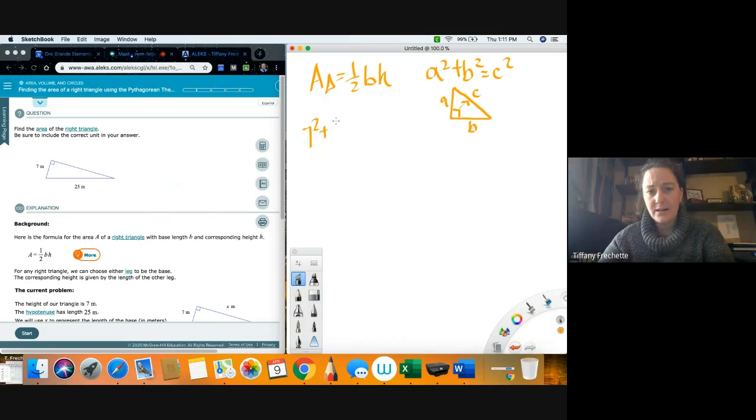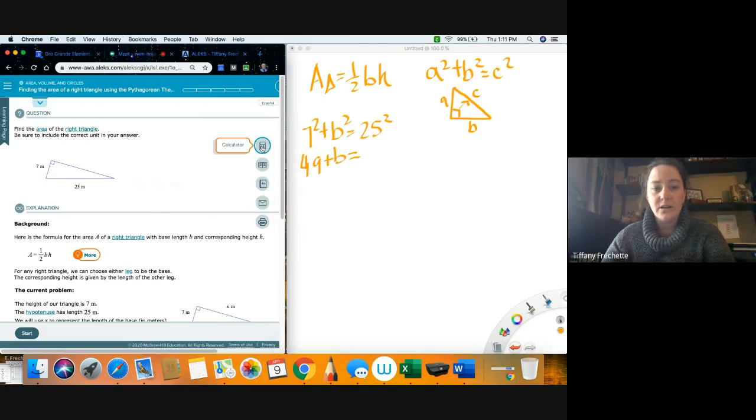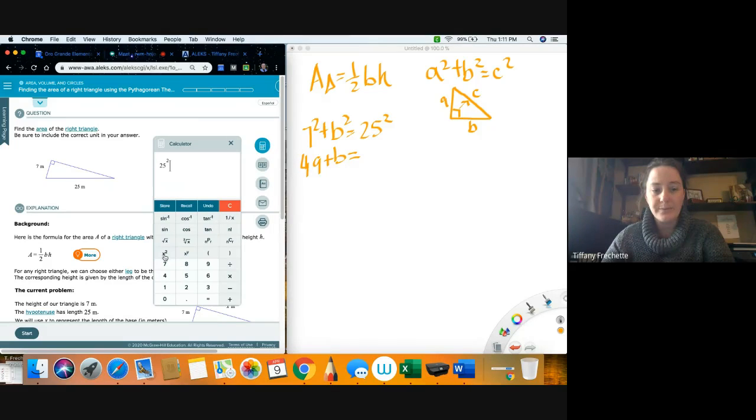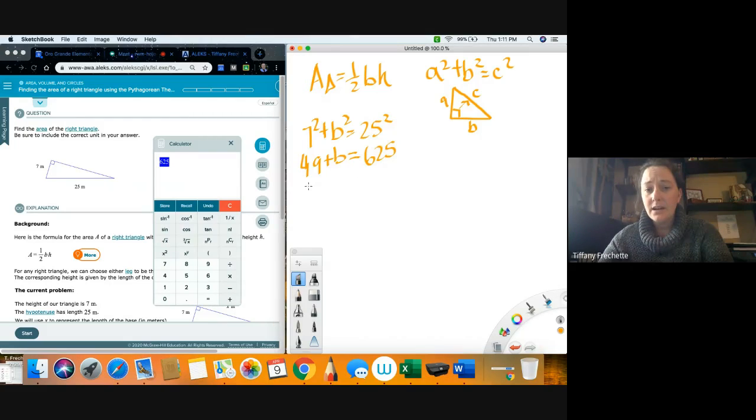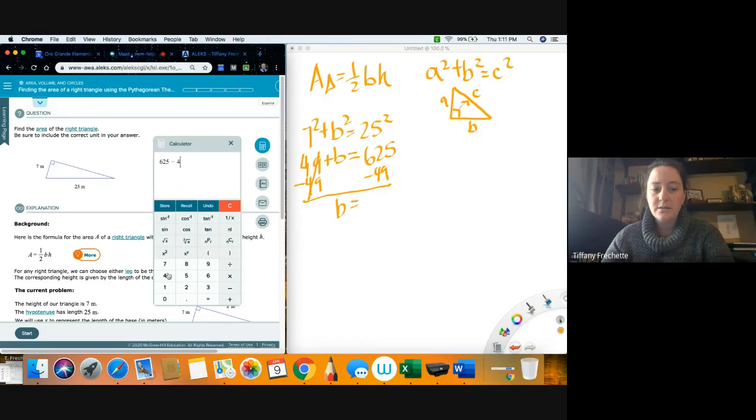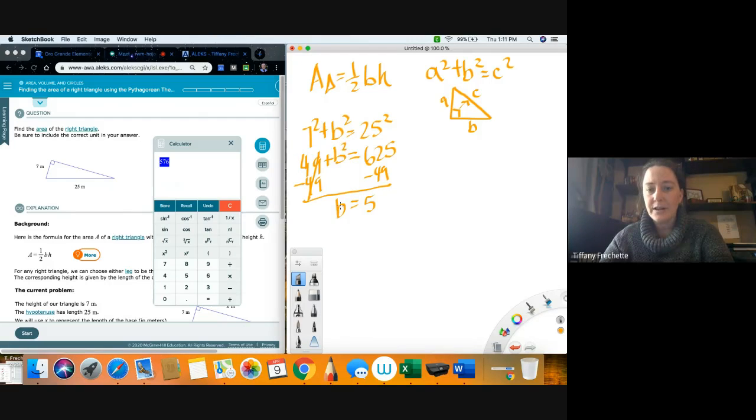So 7 squared plus, I'm just going to write B squared equals C squared. So A squared plus B squared equals C squared. So we have 49 plus B squared equals, and I do not know 25 squared right off the top of my head. That's a big one. Equals 625. And then we want to solve for B here. So we're going to subtract 49 from both sides. And we have B squared equals 625 minus 49 equals, oops, sorry, I forgot to bring down my squared.